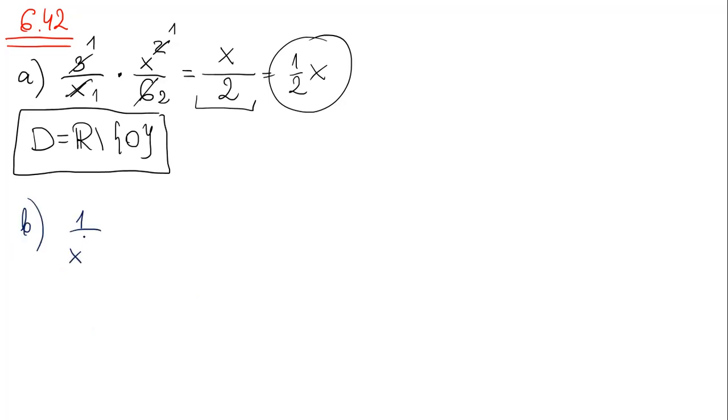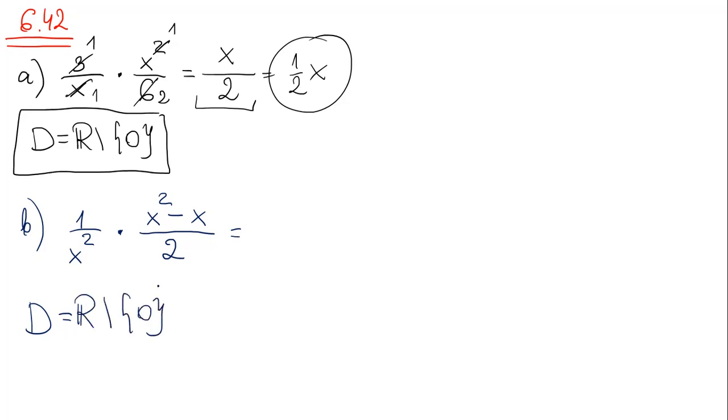1 over x squared times x squared minus x divided by 2. Okay, that's slightly different than the first one. So first let's write the domain. In the bottom we have 2 and x squared, so the only number that we have to get rid of is again 0. So this is our domain.